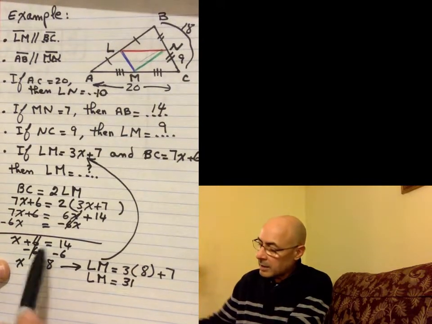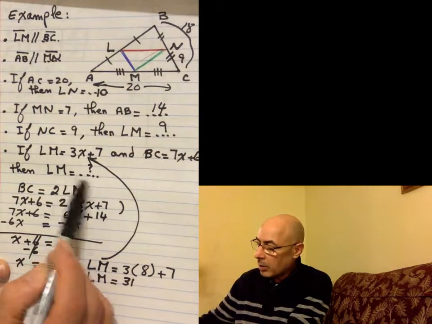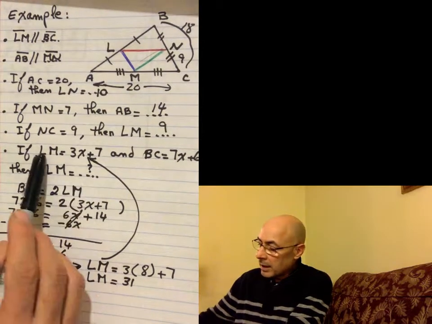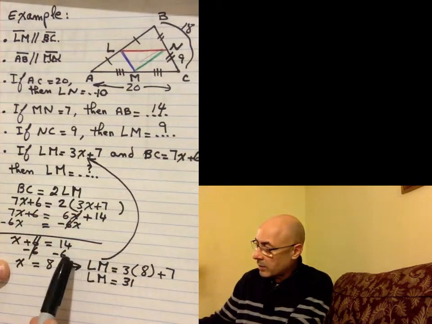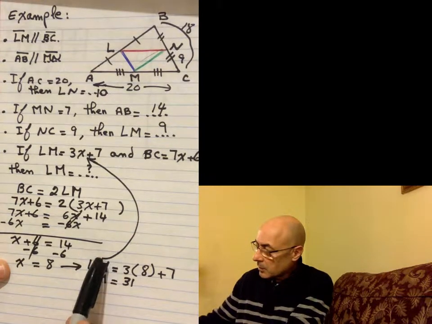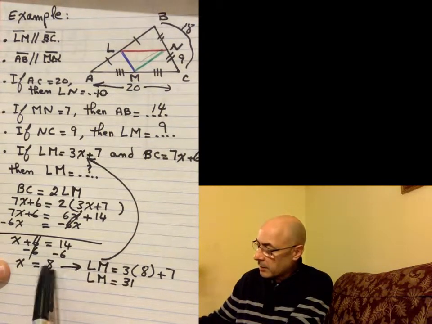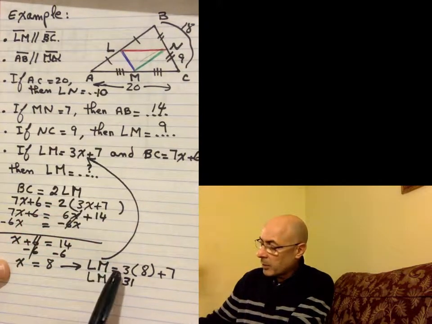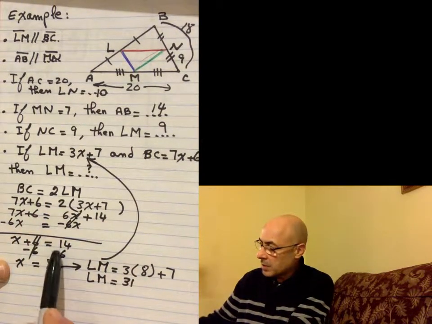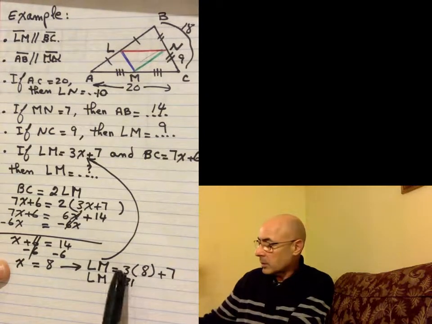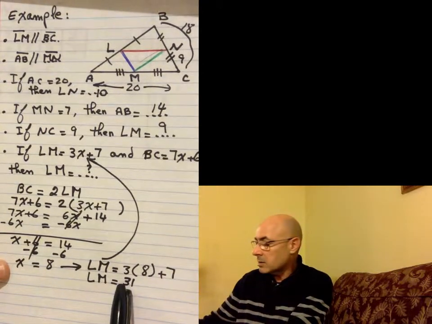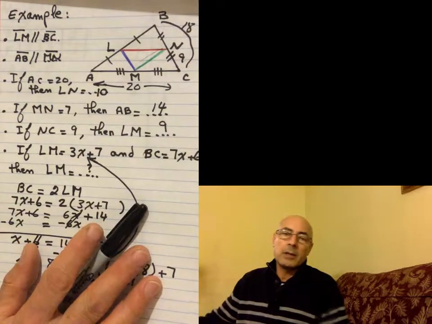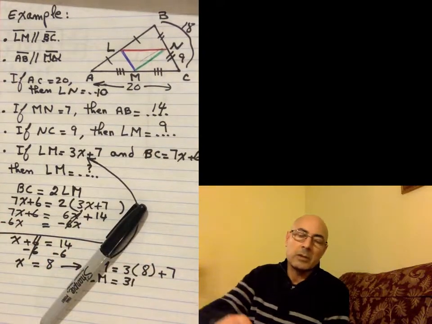Once I know x is 8, I can answer this question. How long is LM? LM is 3x plus 7, so I take that 8, and I go back here and I replace it for the x. So LM equals 3 times the value of x, which is 8, plus 7. 3 times 8 is 24, plus 7 is 31. And that's the end of this example. It has a couple of things.